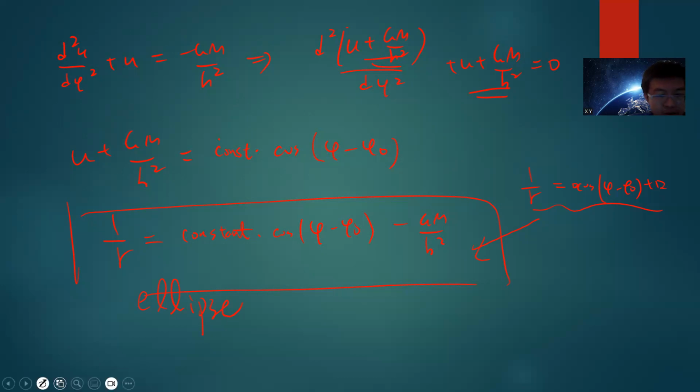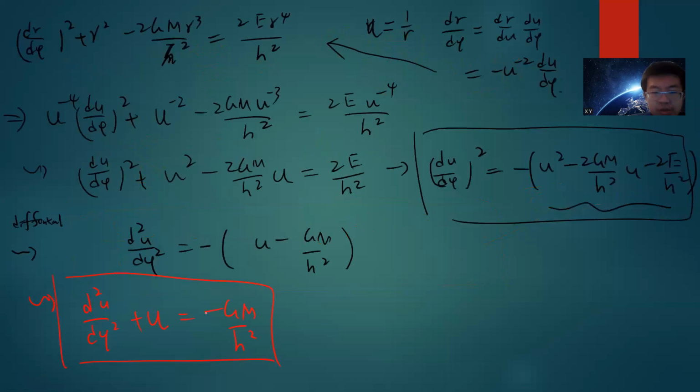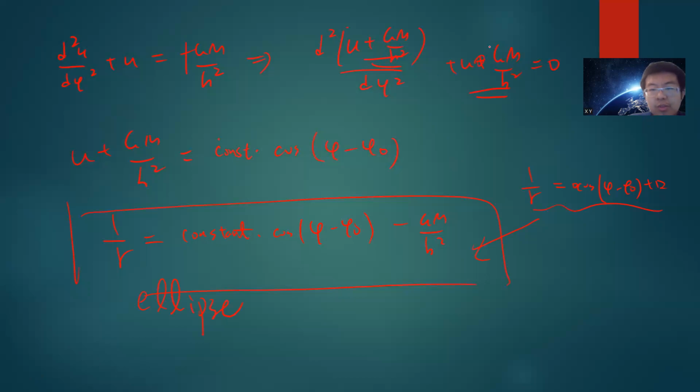Oh, okay. I think I forgot, I missed one term here. So this should be plus. Sorry, it should be plus. So this is plus, right? So when it's plus, then it's an ellipse. Okay, so 1 over r will be just GM divided by h squared times (1 plus e cosine of (phi minus phi 0)), where e is, I think, c over a in that ellipse. So this is an ellipse. Okay.